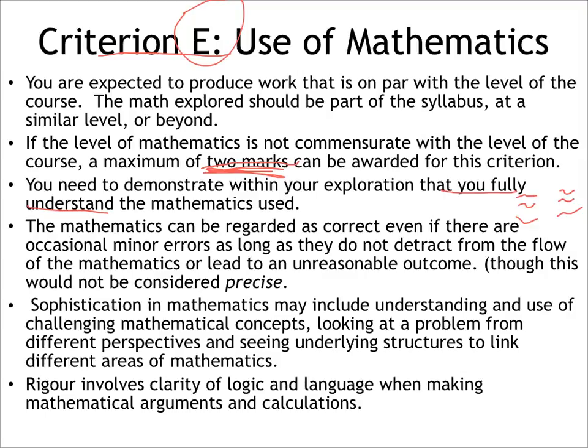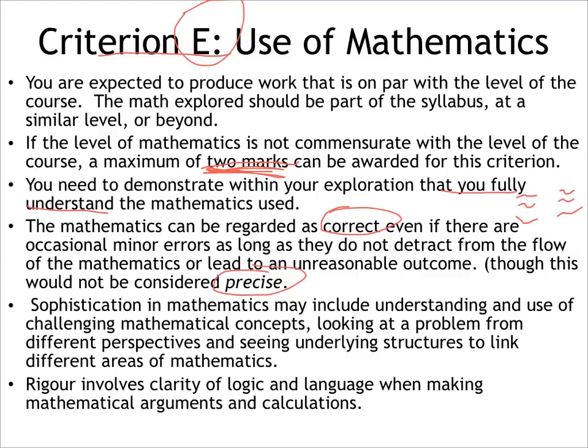Now, on the previous page, I circled correct and precise. The math can be regarded as correct even if there's some minor errors. Like you make a couple of little math mistakes, subtraction, addition, whatever. As long as it doesn't detract from the flow of the paper and you still get a reasonable outcome. Now, if you get an outcome that is completely unreasonable, like you find out that my skyscraper is negative 37 meters tall, then you know that you've made a mathematical error, and that would not be correct. However, if somewhere inside you had some rounding errors or something like that, you could still be granted that it was correct. That would not be precise.